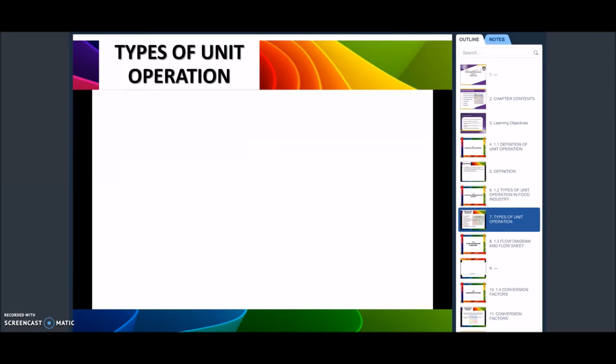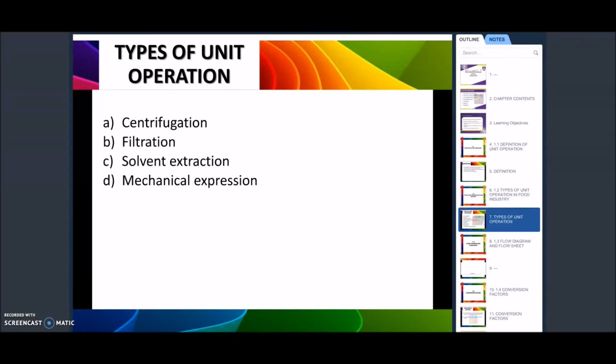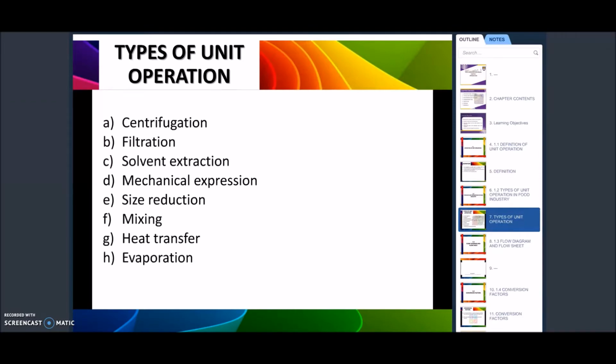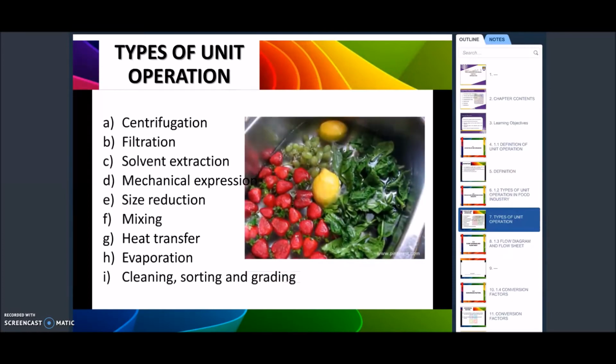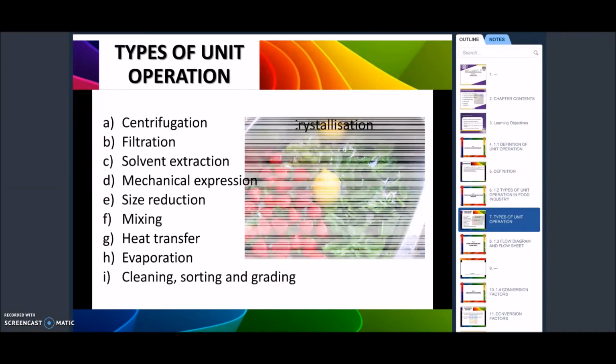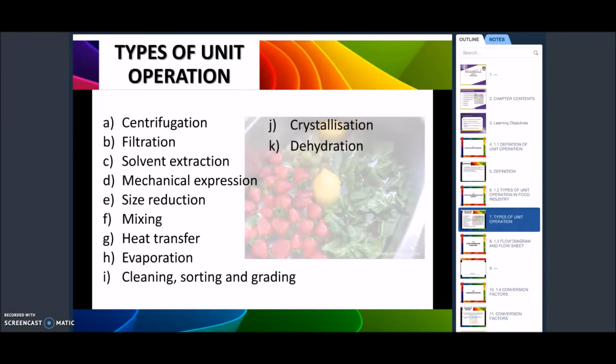Okay, now is 1.2, types of unit operation in food industry. There are several types of unit operation that are used in food industry, such as centrifugation, filtration, solvent extraction, mechanical expression, size reduction, mixing, heat transfer, evaporation, cleaning, sorting and grading, crystallization, dehydration, freezing, and finally irradiation.